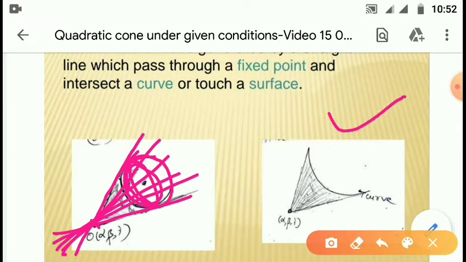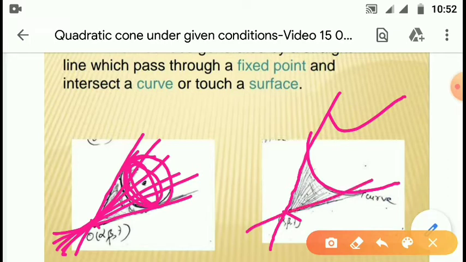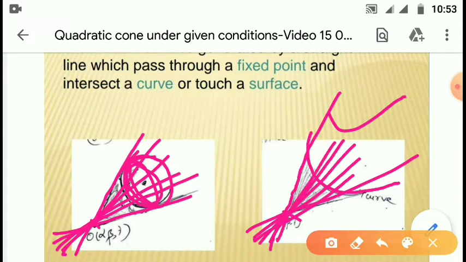And here is another case. You are given a curve and a fixed point alpha beta gamma. Through this fixed point alpha beta gamma, we can draw many straight lines intersecting the given curve. All these straight lines form a surface as shown in the figure. That surface is called a cone. Here also the fixed point is called the vertex, the straight line which generates the cone is called the generator, and the curve is called the guiding curve.